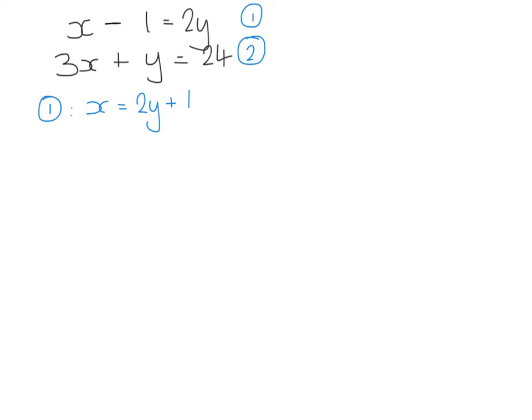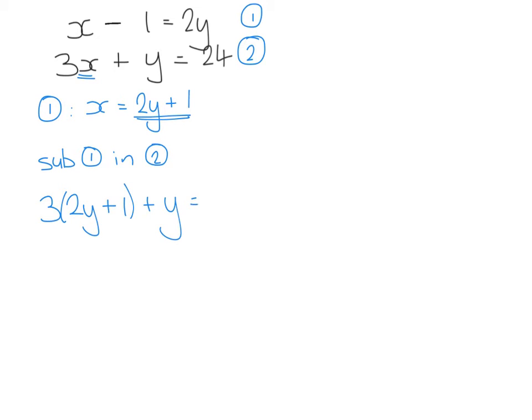Now I've got this value of x, which is 2y plus 1, and I've got an x which I could replace in equation 2. So I'm going to sub that rearranged version of equation 1 into equation 2. So now I've got 3 lots of not x, but 2y plus 1. Then I'll add on y, and that's equal to 24 still.